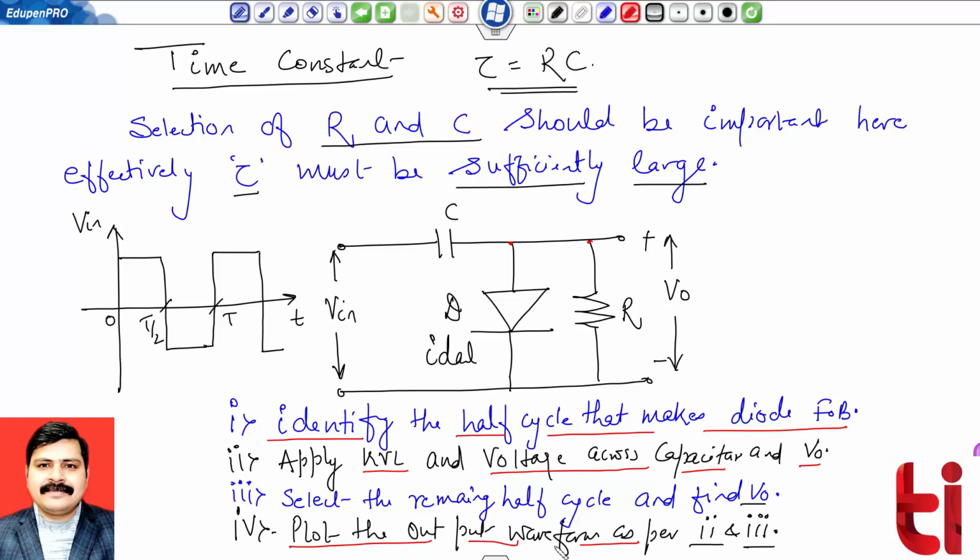So now plot the output waveform as per the output voltage determined in step number 2 and step number 3. So let's see the example of the same case. I am saying that this is voltage, peak value of signal is V, okay, and diode was ideal. So now you can check my diode will be forward bias in the positive half cycle. Okay, so let's apply all these 4 points in order to solve this problem.